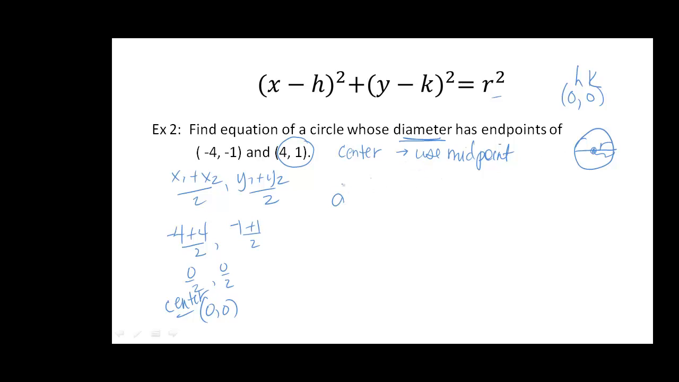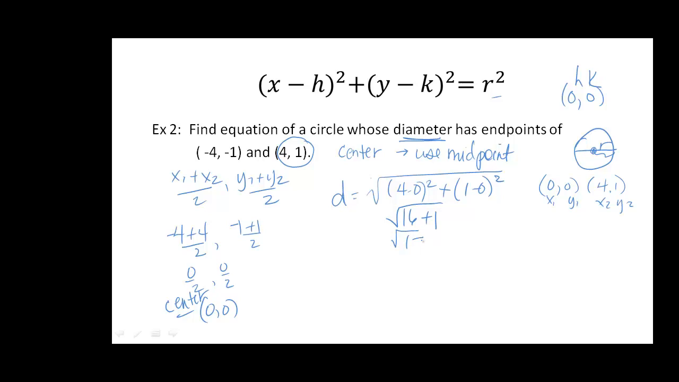So I'm going to use the distance formula using these 2 points, 0, 0, and you can use either one. I'm just going to use the positive version of it, 4, 1. x1, y1, x2, y2. So solve it out. 4 minus 0 squared plus 1 minus 0 squared. 4 squared is 16 plus 1 squared is 1. So I have the square root of 17.